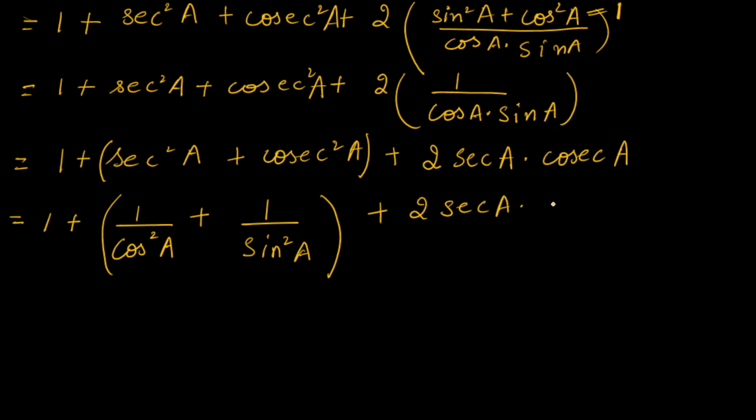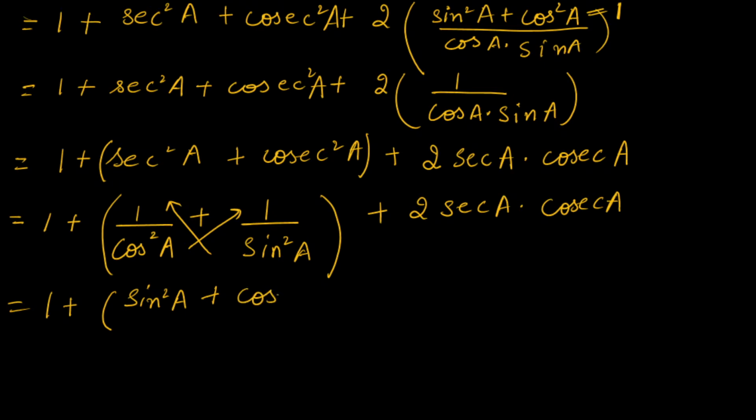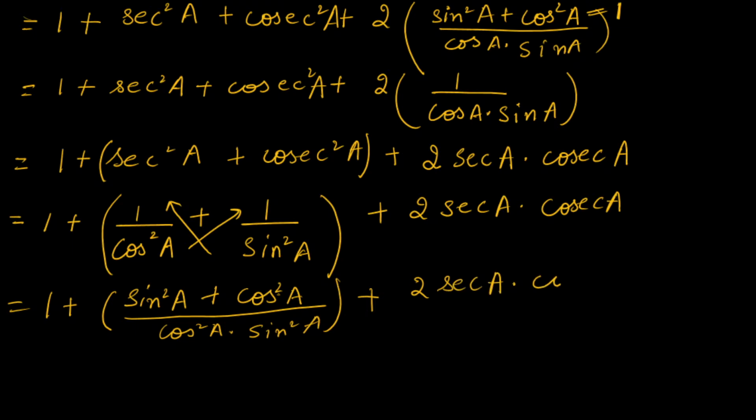Now next, what should we do? If two fractions are getting added, we know one thing, we have to take LCM. So how to take the LCM of these types of terms? Yes, LCM we have to take. So again I'll get 1 into sine square A, that is sine square A, plus 1 into cos square A, that is cos square A, by cos square A into sine square A, plus 2 into secant A into cosecant A.